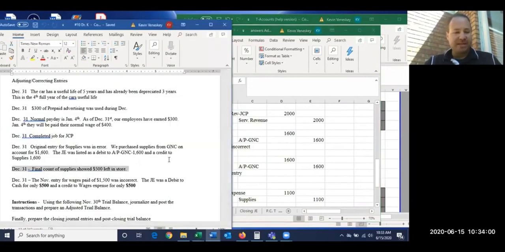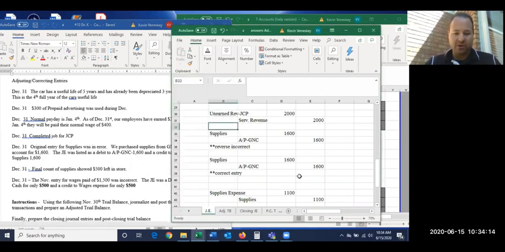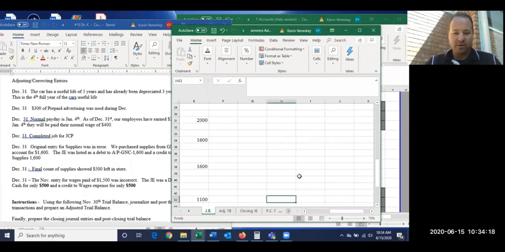Now the last thing we see is there was an error to our wages. It says the November entry to the wages of $1,500 was incorrect. The journal entry showed, and let's go ahead and put this out to the side, out on our scrap piece of paper, way out here, so we know that it's scrap. The journal entry was a debit to cash for $500 and a credit to our wages expense.